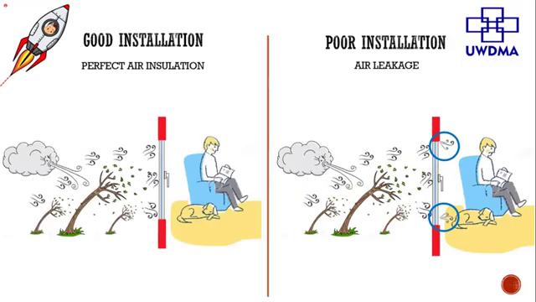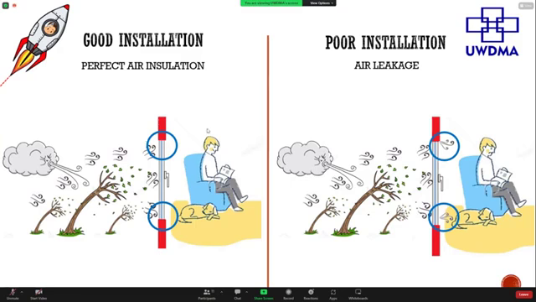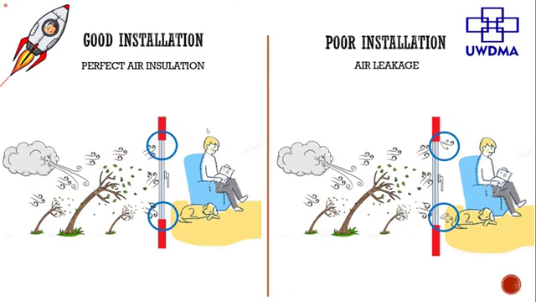...is coming inside, and when you have good installation, there is no gap between your window and the wall. That gap between the window and the wall is sealed perfectly, so the air won't come inside from the gap between your wall and the window.